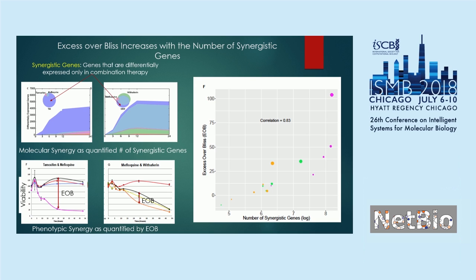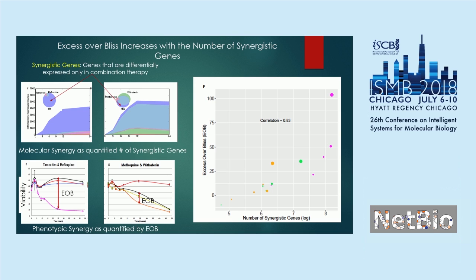This shows the results that we have for 2 of the 3 combinations. Here is a Venn diagram of differential expression. You have the monotherapies as well as the combination therapy. And here are the synergistic genes, according to our definition. Basically, we tried to see whether there is a correlation between the phenotypic synergy and the molecular synergy we defined.